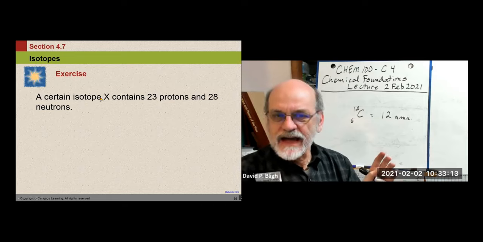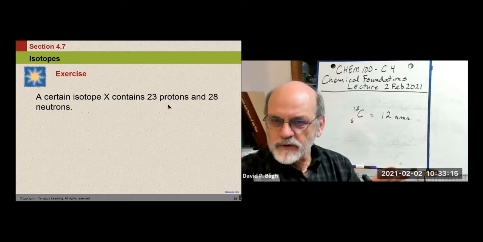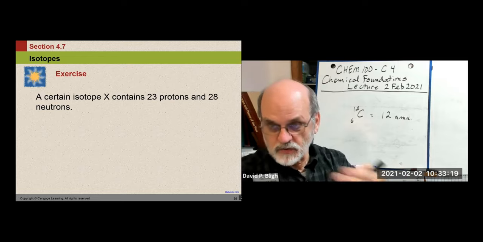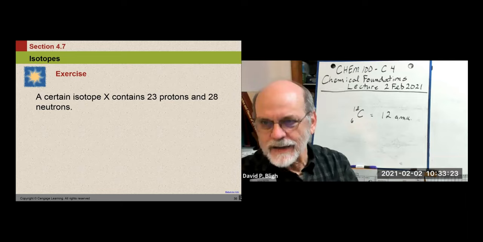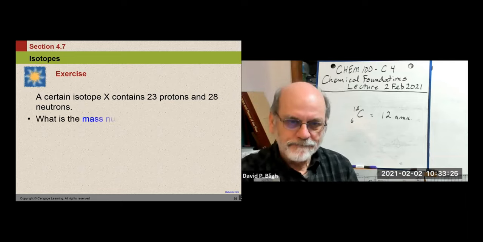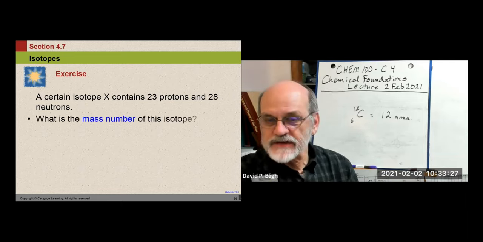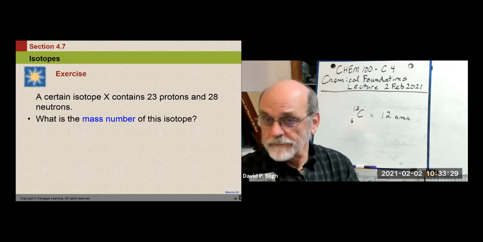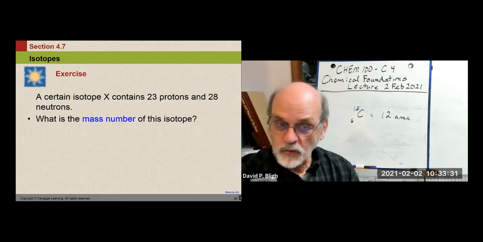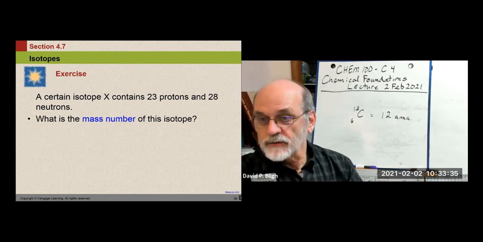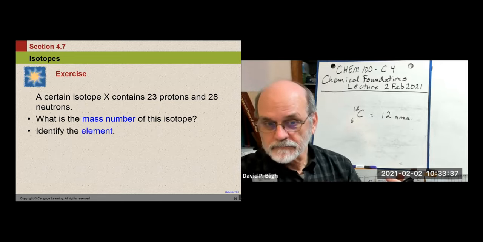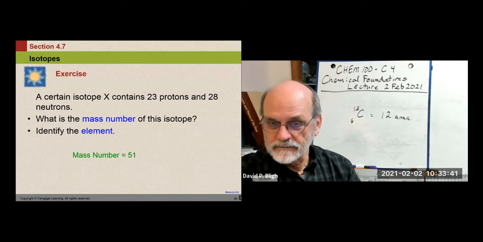So let's say an isotope contains 23 protons and 28 neutrons. This is an exercise to see if you understand what you've learned so far. What's the mass number of this isotope? Well, if you have 23 protons and 28 neutrons, just add them together. That's the mass number. So it'd be, what, 51? So the mass number is 51.